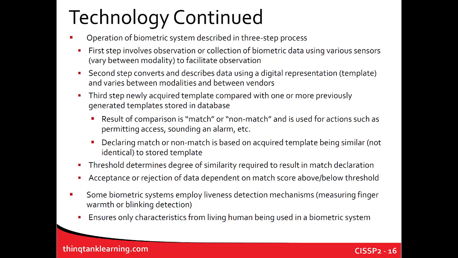Operation of biometric systems is described in a three-step process. First, observation or collection of the data using different sensors. And we talked about that in the previous slide, right? Meaning that we have to collect the information. Does that make sense? So, data collection, meaning capturing the biometric data, could be a fingerprint, retina scan, voice sample, depends on the modality that we're using for the authentication.